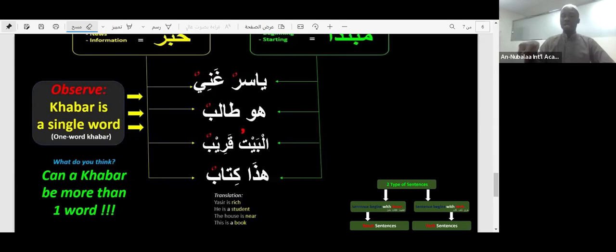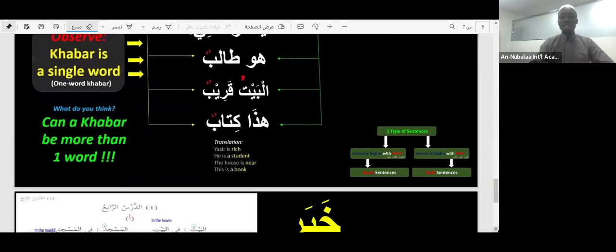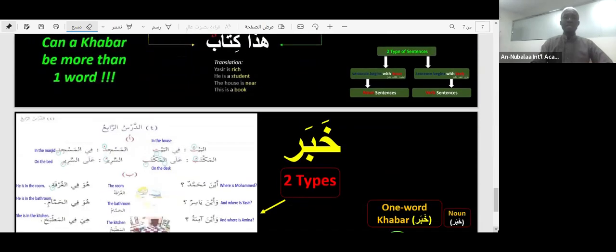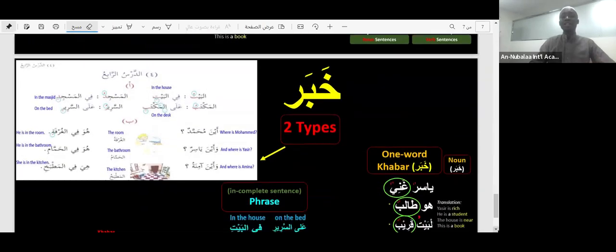Hadha kitabun. Hadha, this, would also be considered as what? As a noun, because it is a demonstrative noun. Hadha kitabun, this is a book. So the question now is, can a khabar be more than one word? Can we have a khabar that is more than one word? Yes, we can have that, and we have learned that before.